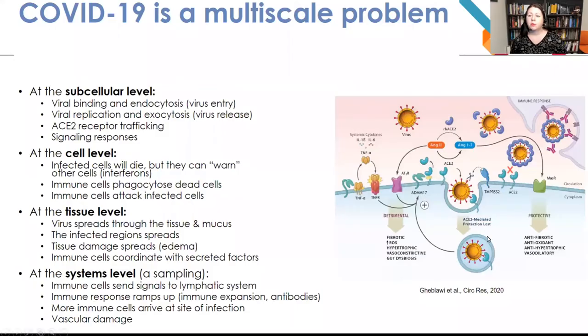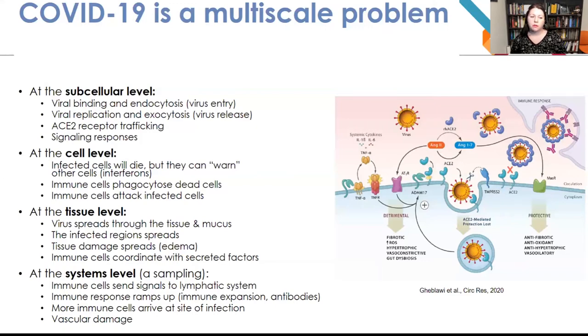COVID-19 is a multi-scale problem. There are interactions at the subcellular level where the virus binds to different receptors on the surface, endocytosis moves it into the cells, replication, etc., signaling responses. At the cellular level, the infected cells can die, but can also secrete interferons to warn other cells. Immune cells can phagocytose dead cells. Infected cells can be attacked by other immune cells.